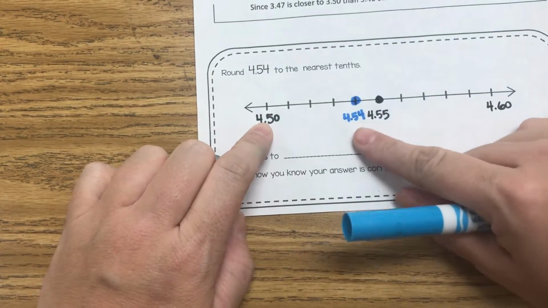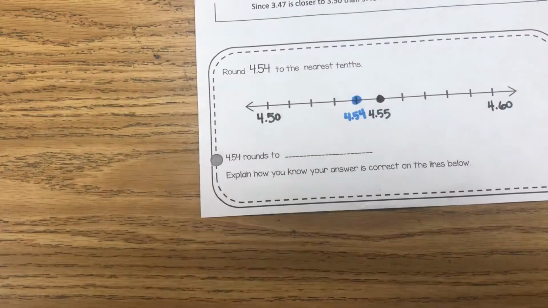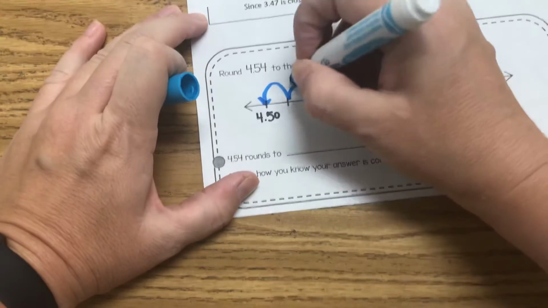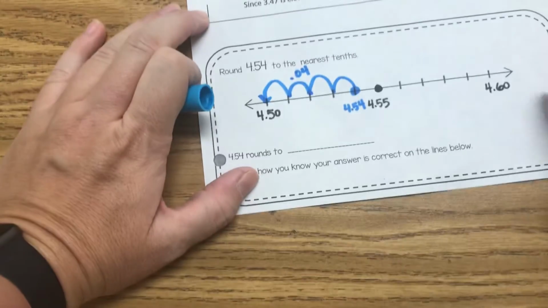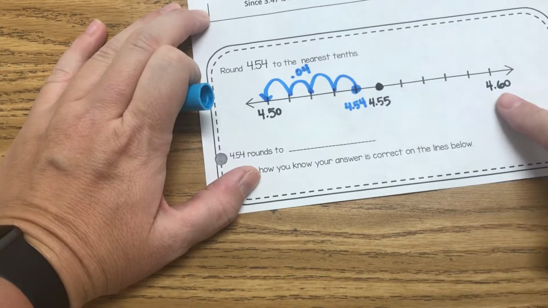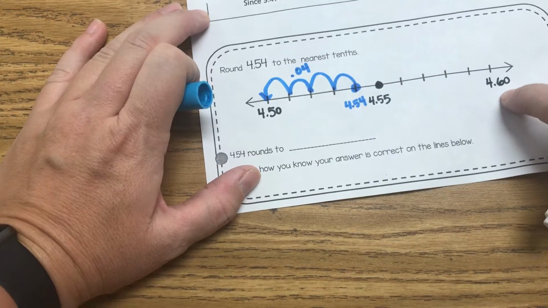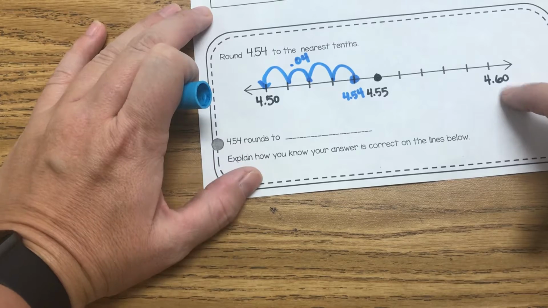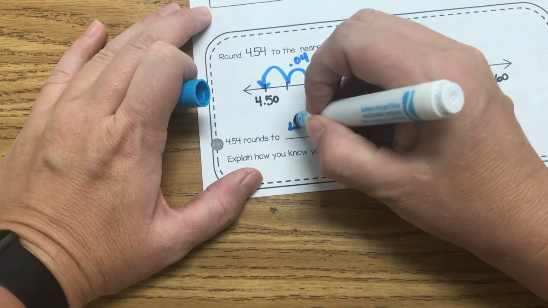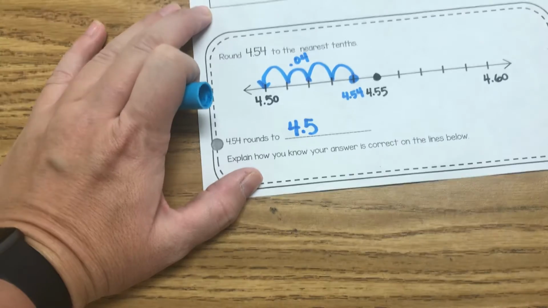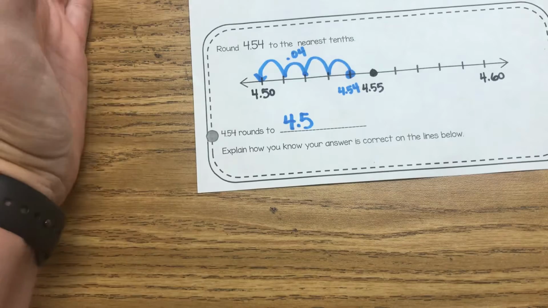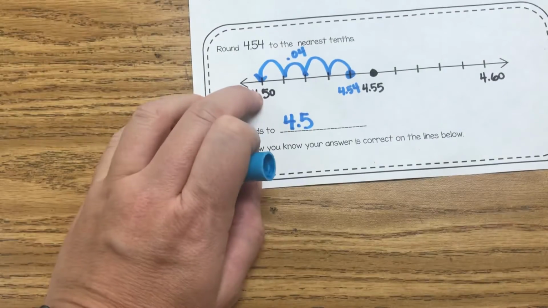In this case, 4 and 54 hundredths is 4 jumps away. That's 1, 2, 3, 4 jumps away, and those are all hundredths. So it's 4 hundredths away from 4 and 50 hundredths, where it would be 6 jumps away, or 6 hundredths away from the 4 and 6 tenths. So 4 and 54 hundredths is going to round down to 4 and 5 tenths. We can also use the halfway point and say, well, it hasn't quite made it halfway, so we know it's going to stay to the left.